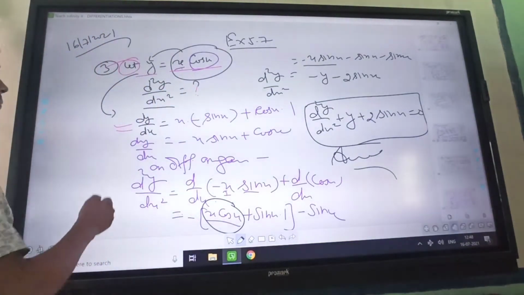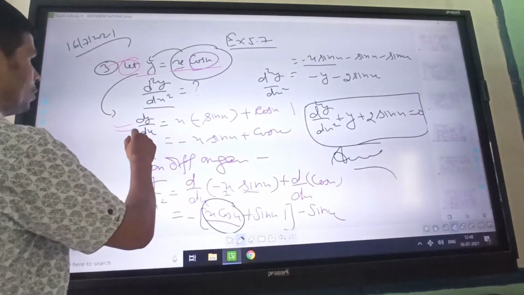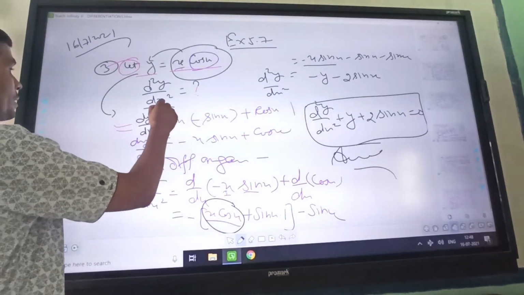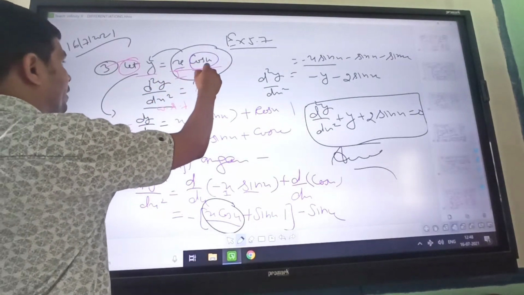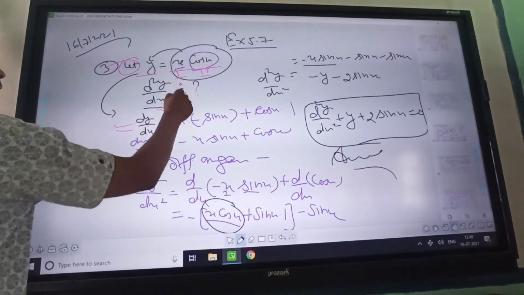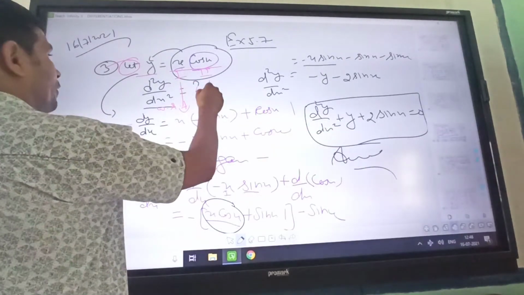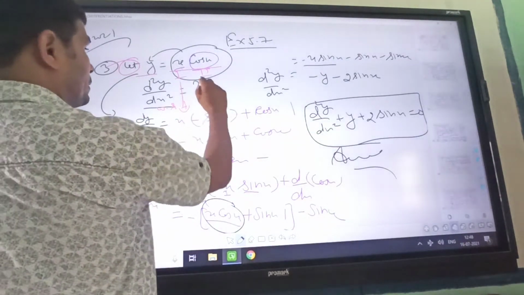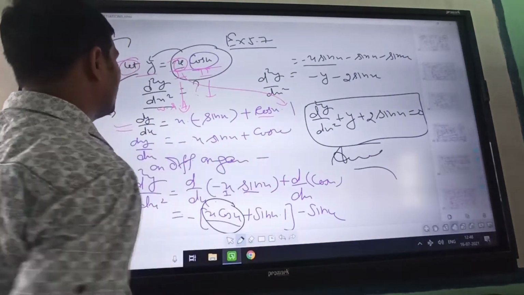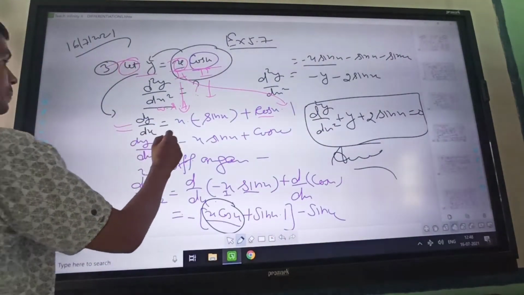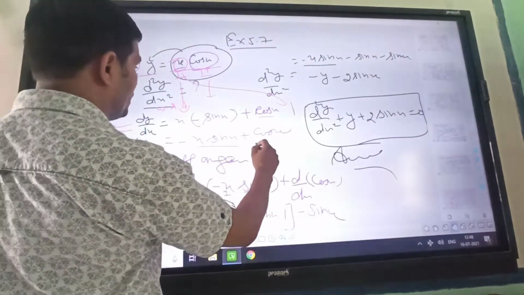Single derivative means dy by dx, on differentiating both sides with respect to x. This one will behave as the first function, this one as the second function. First function remains as it is, derivative of the second function, plus the second function as it is, derivative of the first function. After solving, it gives us the result minus x sin x plus cos x.